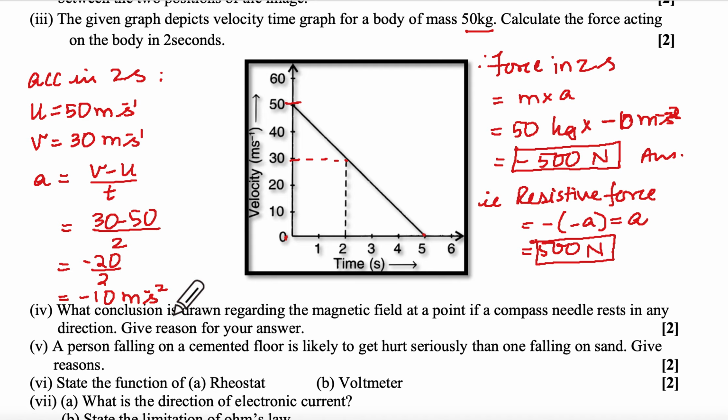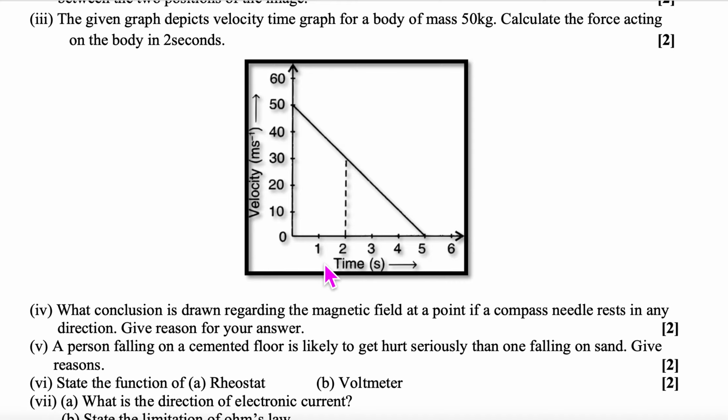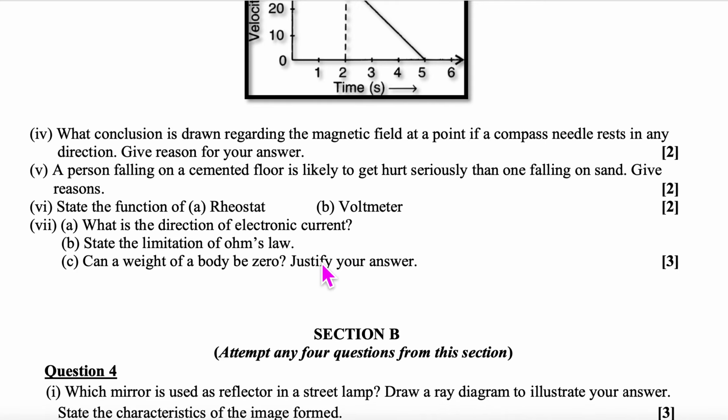Okay. Now what conclusion is drawn regarding the magnetic field? If the point of the compass needle rests in any direction, that point is called a neutral point. Why? Because the two magnetic fields are in equal and opposite direction. So the net magnetic field will be zero, resultant.